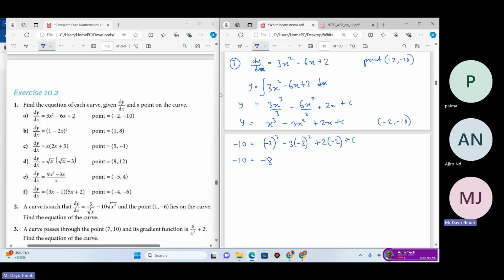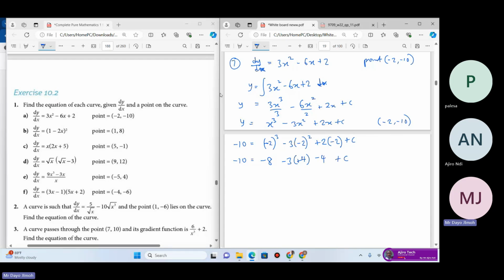So negative 8. Now, this is minus 3. Minus 3 into minus 2 squared is 4. Is it plus or minus 4? It's plus. Plus 4. Okay? Minus 2 times plus 2 times minus 2 is what? Minus 4, right? Plus, yes.